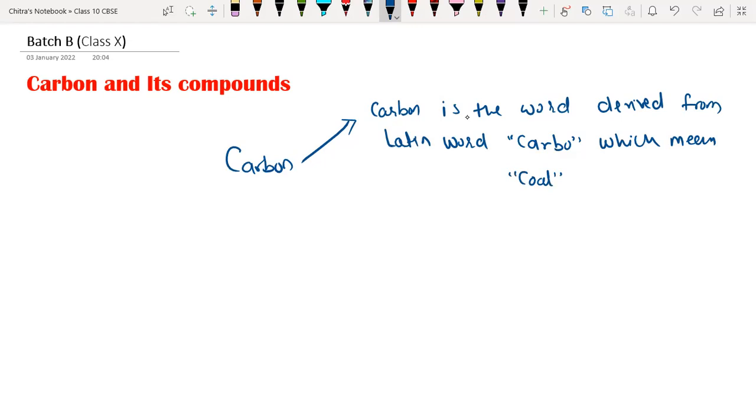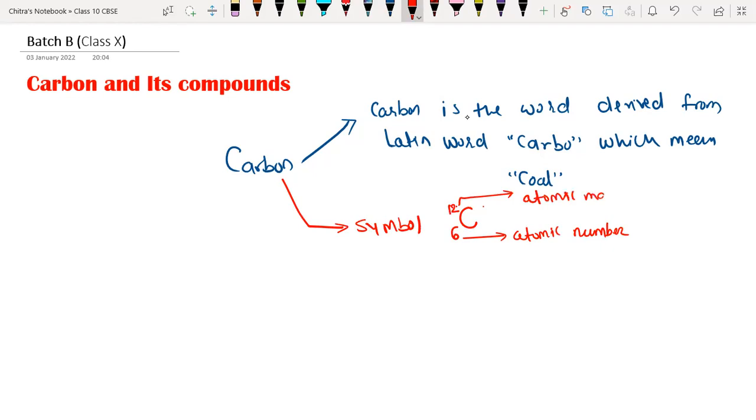Now the next point, its symbol. The symbol we use is capital C. Its atomic number is 6 and atomic mass is 12. Here that 6 is the atomic number, and that 12 is the atomic mass.